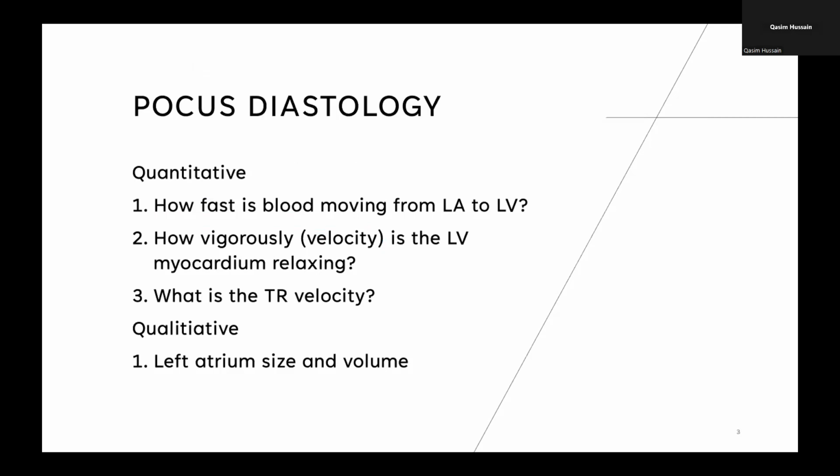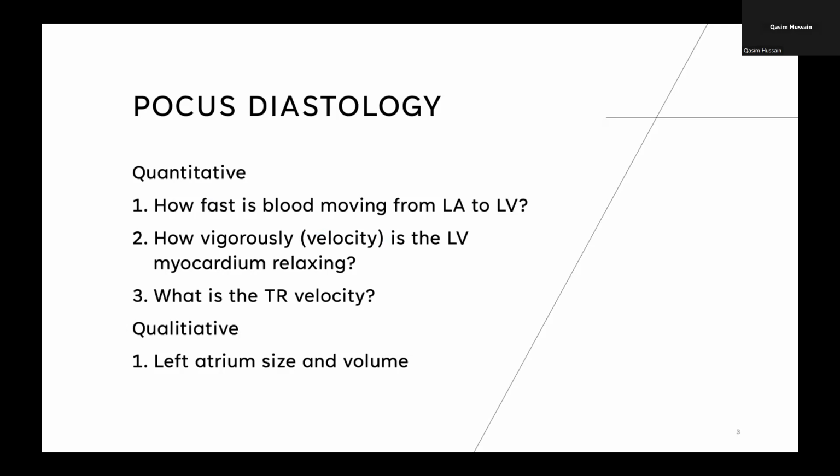The three quantitative measures that we'll do in a POCUS diastology assessment include how fast the blood is moving from the left atrium to the left ventricle. How vigorously is the left ventricle's myocardium relaxing? Is it relaxing quite aggressively, like in a young athlete, creating a big suction force and sucking a lot of that blood in from the left atrium, creating a great diastolic assessment?